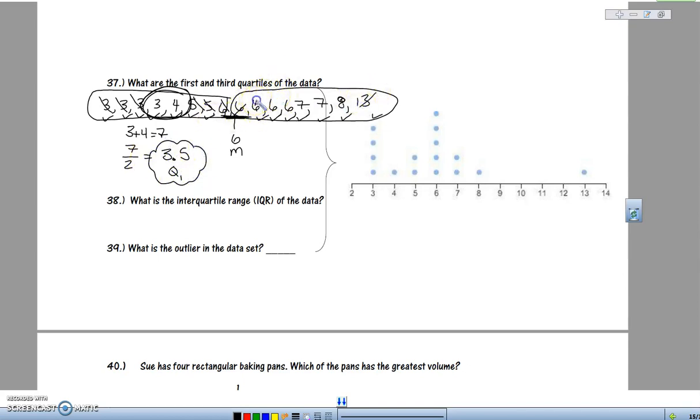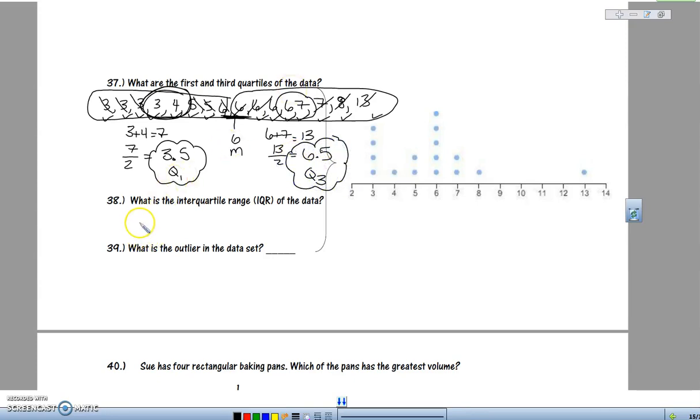1, 2, 3. I'm stuck with a 6 and a 7. Add them together. 6 plus 7 equals 13. 13 divided by 2 equals 6.5. So that's Q3.